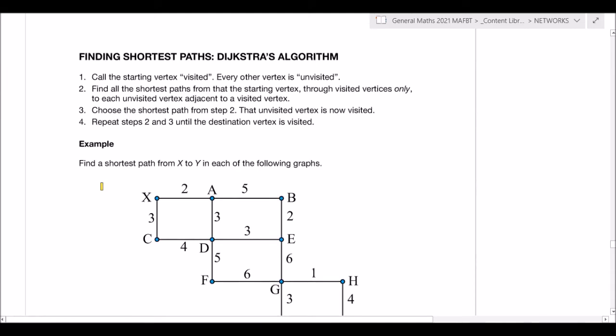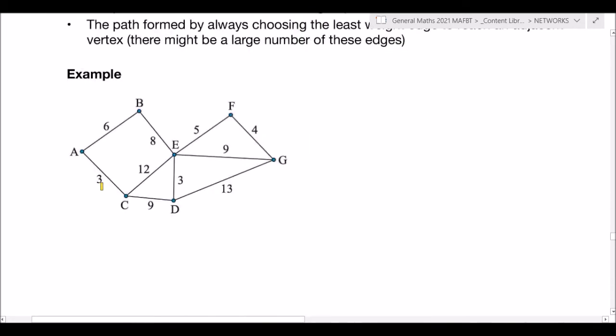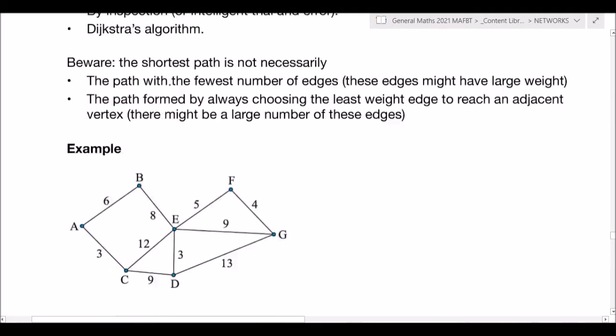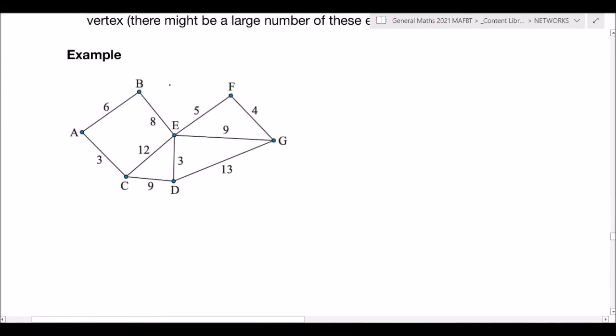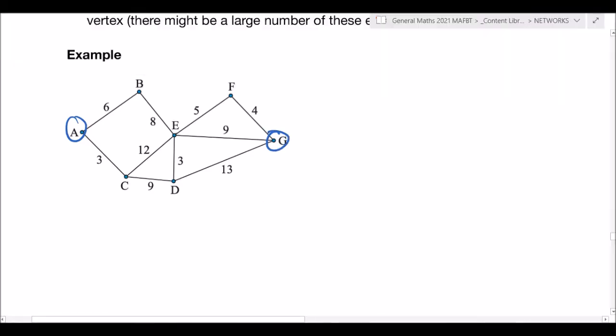So let's do this. Actually, there's an example here. Let's do this example. So I want to go from, let's say, A to G. Okay, I want to find the shortest path from A to G. So to get from A to G, I'm looking at these two vertices. Okay, so what's the shortest path from A to G? I'm going to use trial and error.